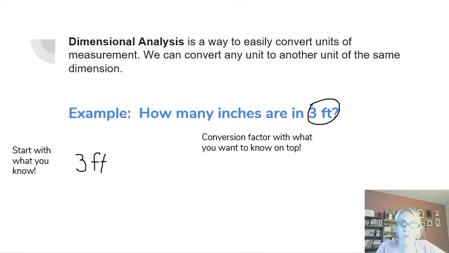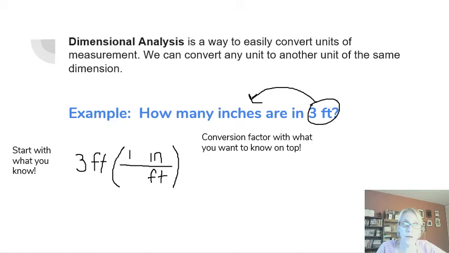Now we need a conversion factor. So our conversion factor is just, in this case, how do we convert feet to inches, right? So that's our 12 inches in every foot. All right, and an easy way to think of this is we want to write what we want to know on top. So we want to convert to inches from feet. All right, so we know there's 12 inches in every foot.